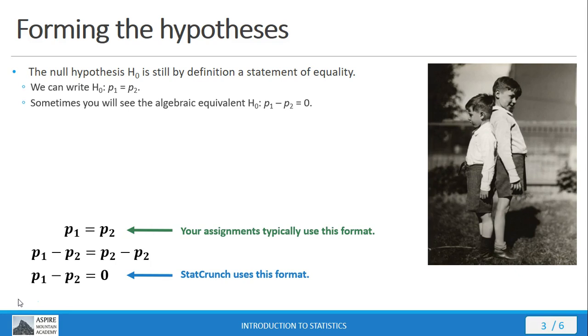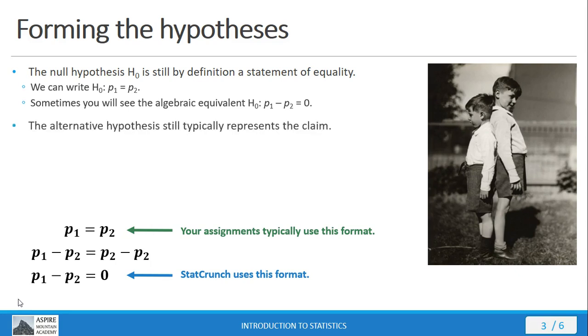So when you're matching your hypotheses up between StatCrunch and your problem statement, keep in mind that it's not going to look exactly the same. You're going to have to think about algebraic equivalence here. And as long as you've got the algebraic equivalent, then you should be good to go.